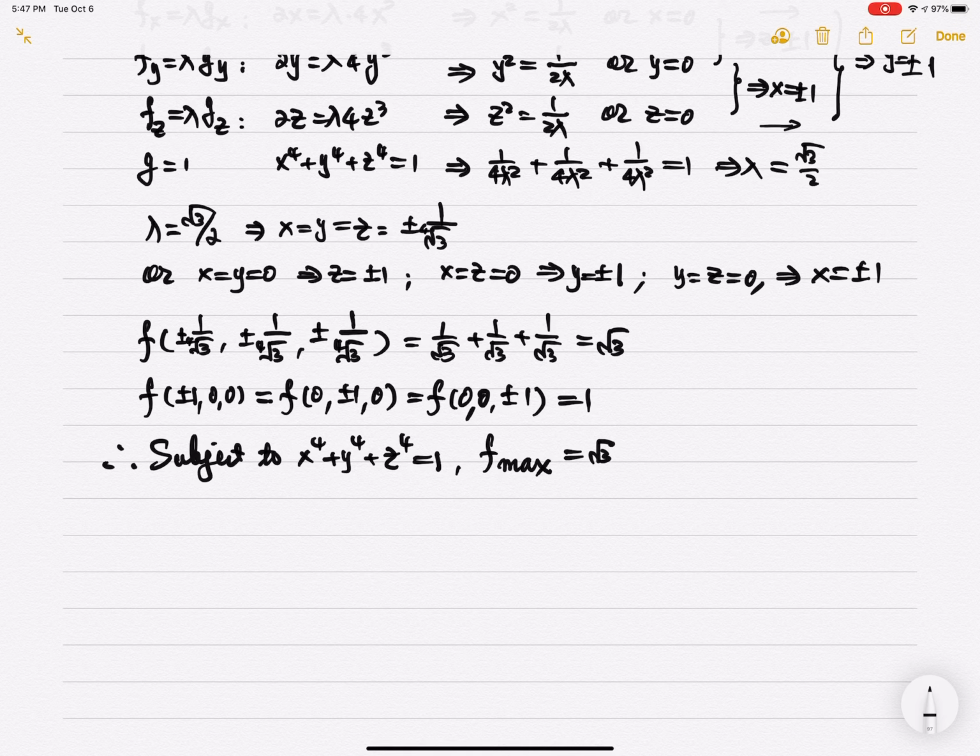Okay, at those points. And f minimum is equal to 1. Okay, so that's this one.